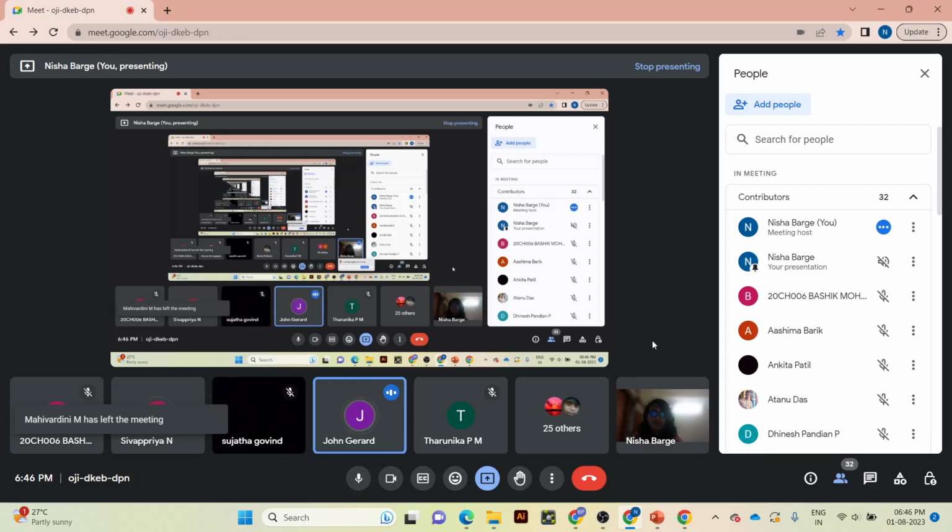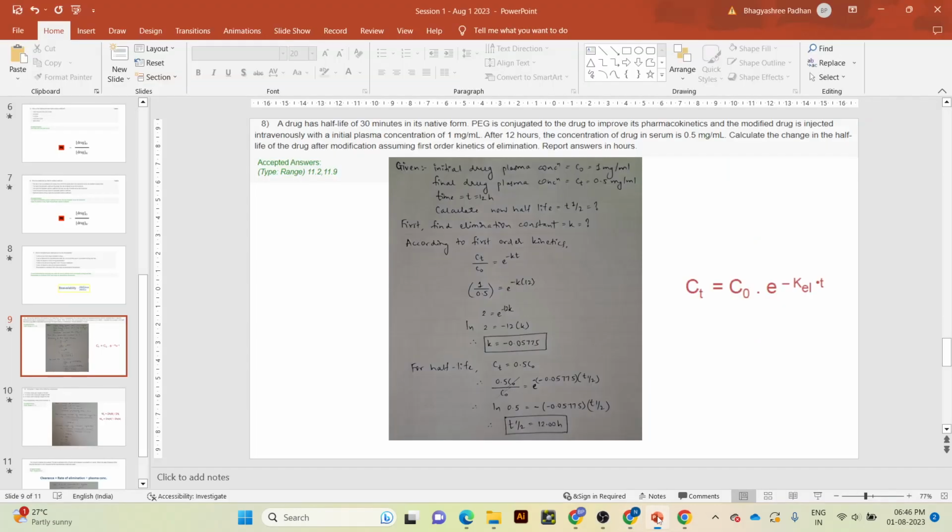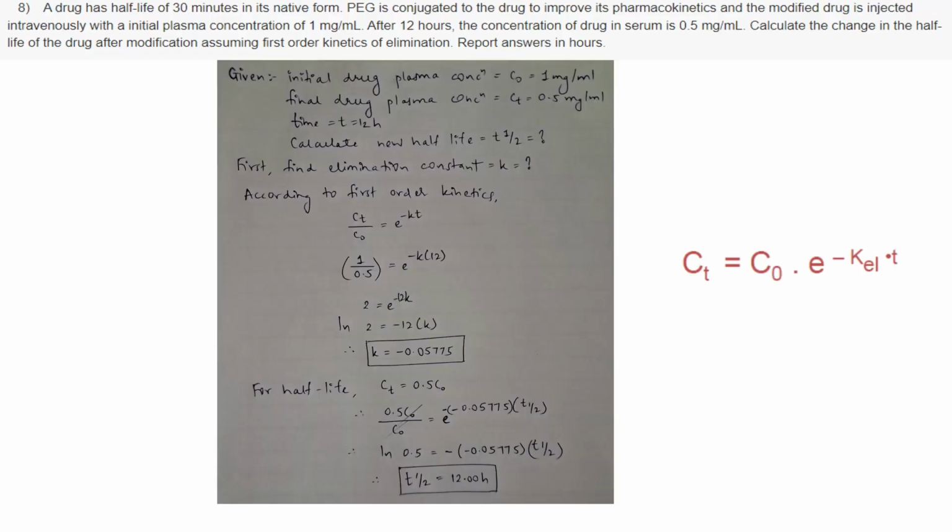Yes, ma'am. I have a doubt. Here the question is to calculate the change in the half-life of a drug modification. So we have to calculate the change. Initially it was 30 minutes and now it is 12 hours. So do we need to report the answer as the change being 11 hours and 30 minutes?